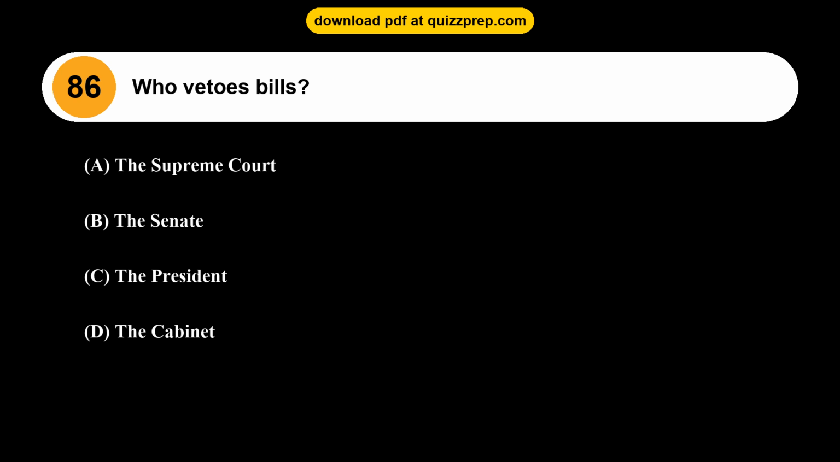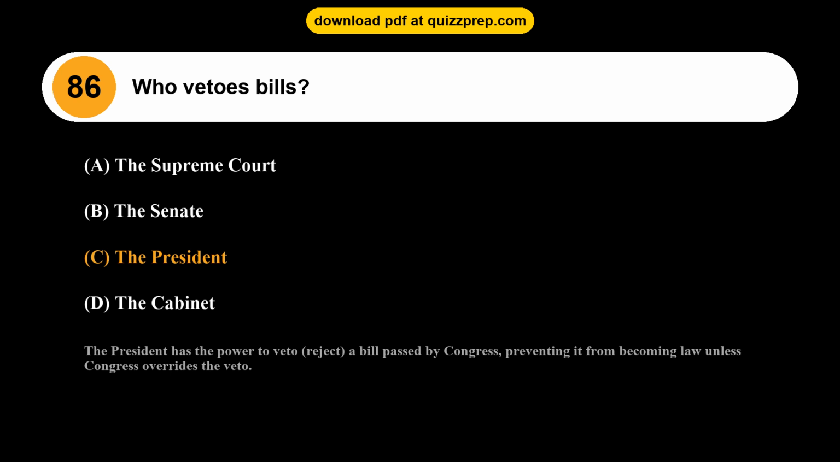Question 86. Who vetoes bills? Option A, the Supreme Court. Option B, the Senate. Option C, the President. Option D, the Cabinet. The correct answer is option C, the President. The President has the power to veto, reject, a bill passed by Congress, preventing it from becoming law unless Congress overrides the veto.